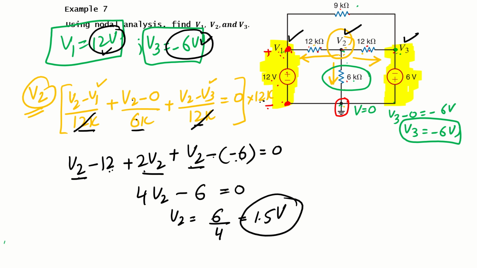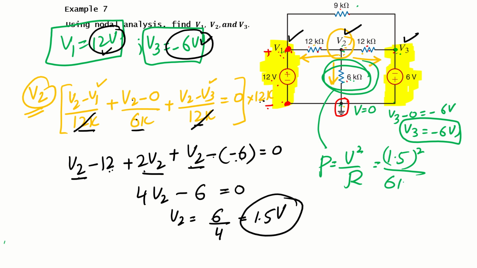If you want to find, for example, the power dissipated by 6 kilo, power can be calculated using V squared over R. We know the voltage drop across 6 kilo, that is V2. So I can put 1.5 squared divided by the value of R. So the idea here is that once we apply nodal analysis, we can get all nodal voltages and we can use them to find any other things in your circuit. Thank you.